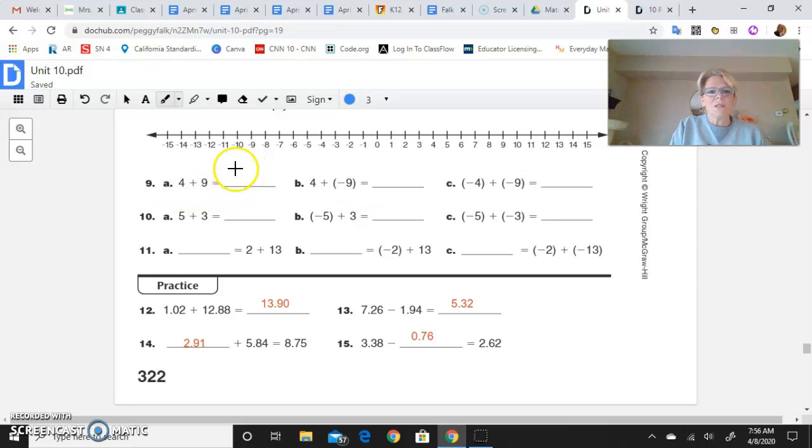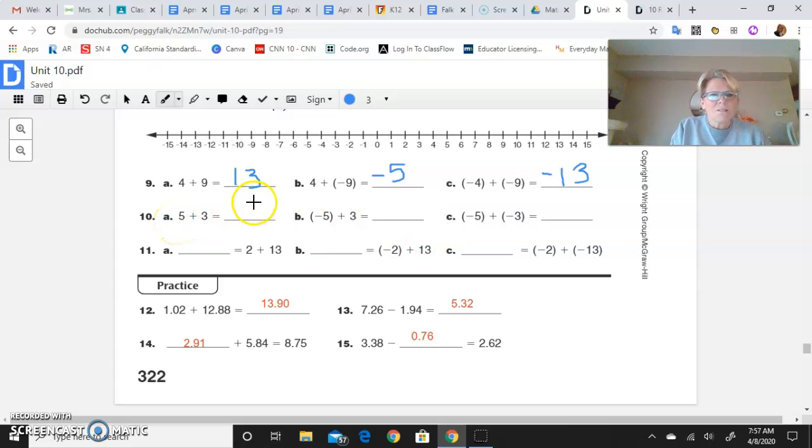Well, 4 plus 9, we know that's 13. That's the math that we've been doing. 4 good guys, 9 bad guys. Well, the bad guys are going to win by 5. There's 5 more bad guys. Okay, I have all bad guys, so I know I'm bad guys. How many bad guys do I have altogether? 13.